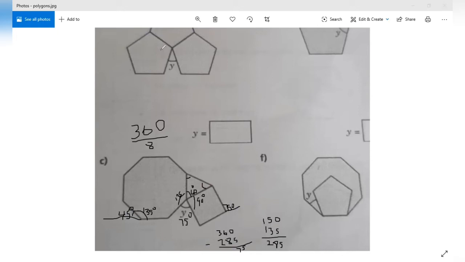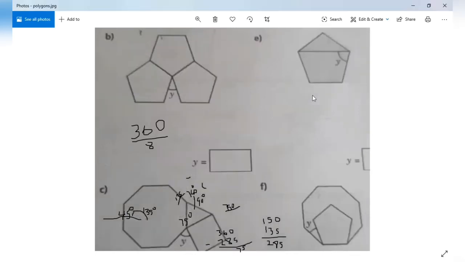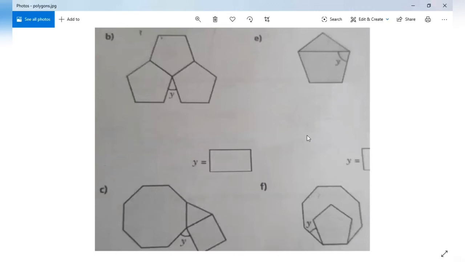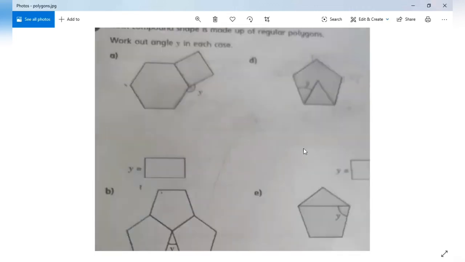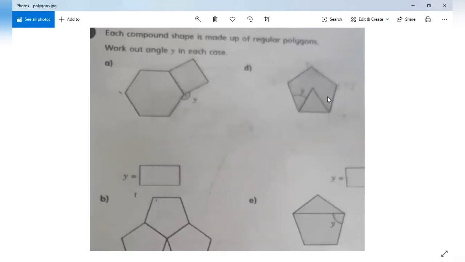So I'm just going to go to D now, but I've got to clear my drawing, so if I clear that. So I'm going to go to D now. This is D, it's not very clear, but do bear with us.